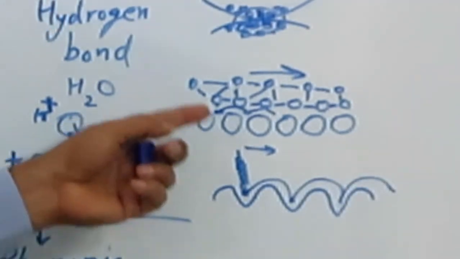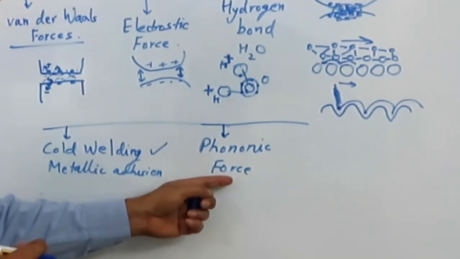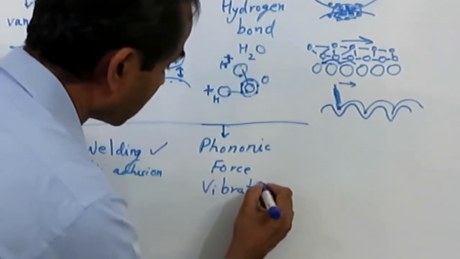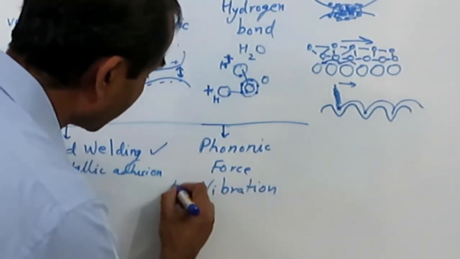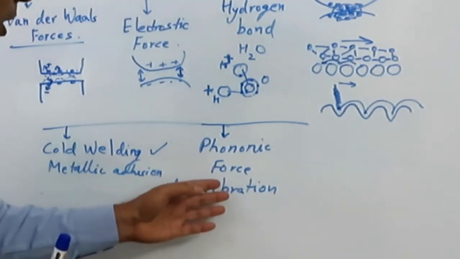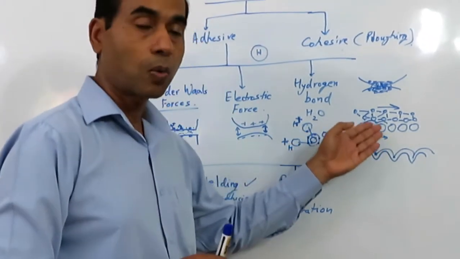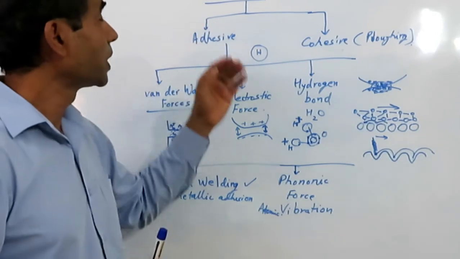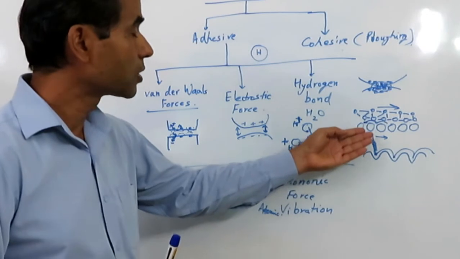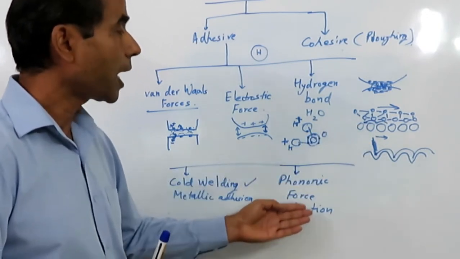And this leads to vibration. So the phononic friction or phononic force is basically the vibration force. We can call it vibration, but this is atomic scale vibration, and this will also produce some heat. So this also contributes to adhesive force, because this requires work. The work has to be done, and friction, as you know, is an energy dissipation process. So how is the energy being dissipated? In this case, the energy is being dissipated in the form of atomic vibration and heat.